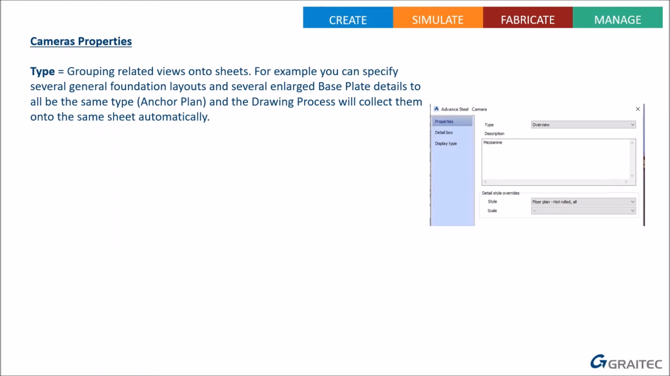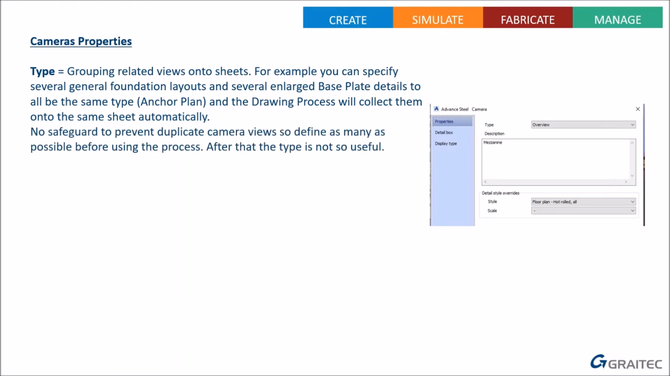So for example, if you're doing your foundation drawings, you might have a couple of overall foundation layouts. They might use stanchion layout all, for example, as a style. And then you have a couple of base plate details using base detail UCS, so different drawing styles, but they all want to be on the same sheet. You want different views on the same sheet. So you can call them all the same type, anchor plan, and the process will automatically collect them all onto the same sheet into as few sheets as possible. And when you go to a different type, it can start a new sheet.